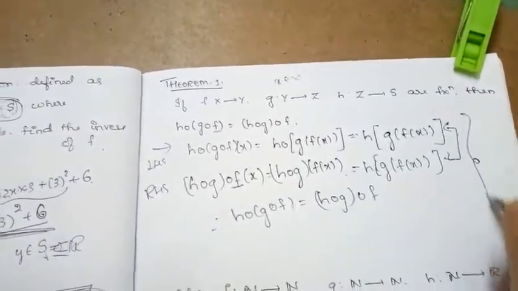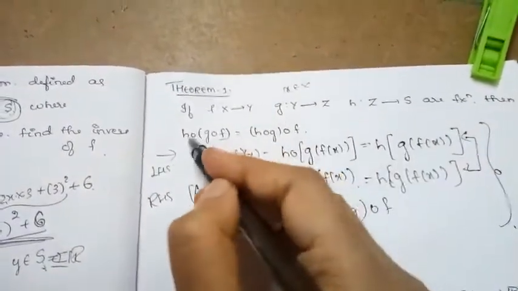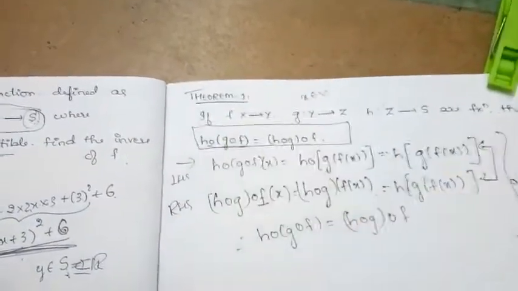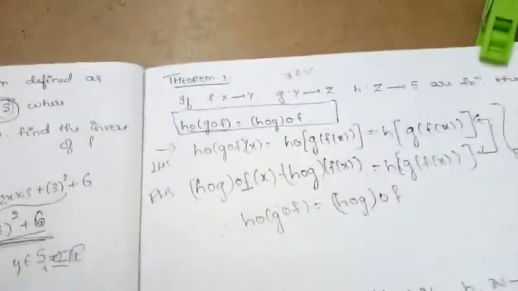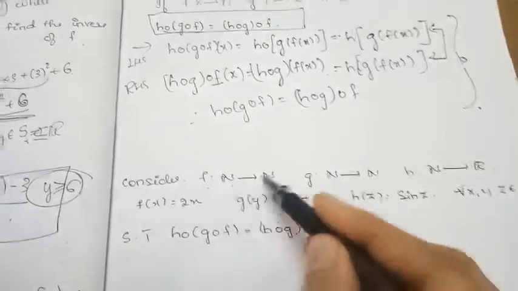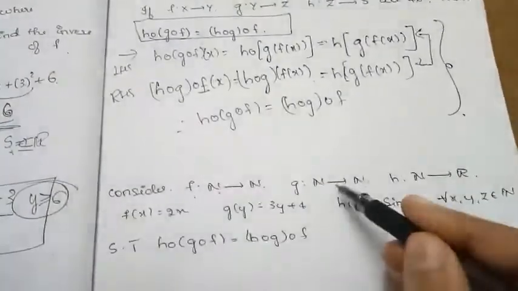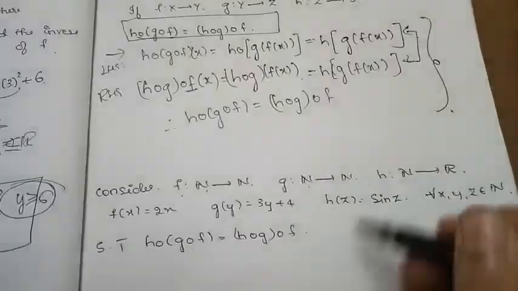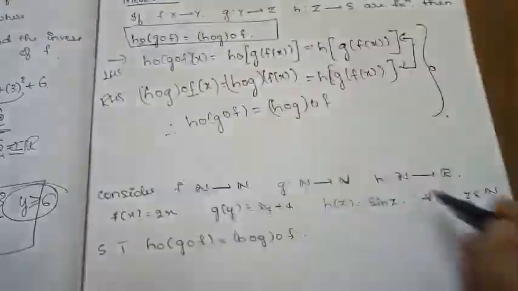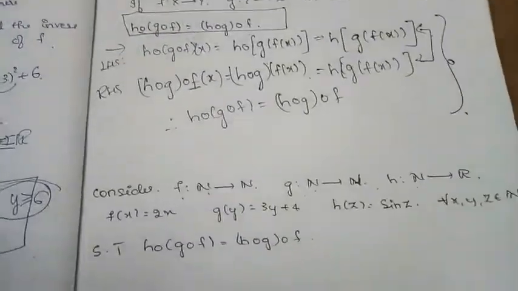The proof of this theorem is not at all that important. If you understand this one, problems based upon this one matter a lot. So upon this theorem, there is one problem. They have defined a function f from the set of natural numbers to natural numbers, g also from natural numbers to natural numbers, and h from natural numbers to real numbers.